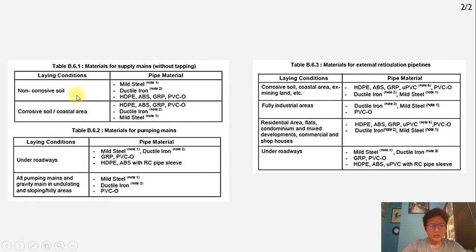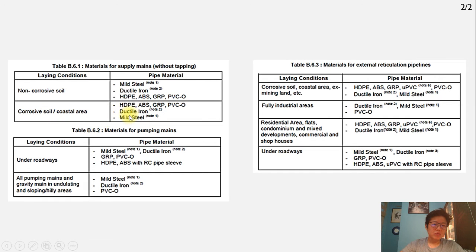Let's take a quick look at table B61 here, all right? The laying conditions and pipe material. See, non-corrosive soil and corrosive soil or coastal area. Okay, you see, when you have situations in a corrosive soil or coastal area, coastal is obviously, we're talking about salt water. Corrosive area, we could be talking about somewhere where the soil condition is acidic, like somewhere where it's highly organic soil or peat layers in the ground.